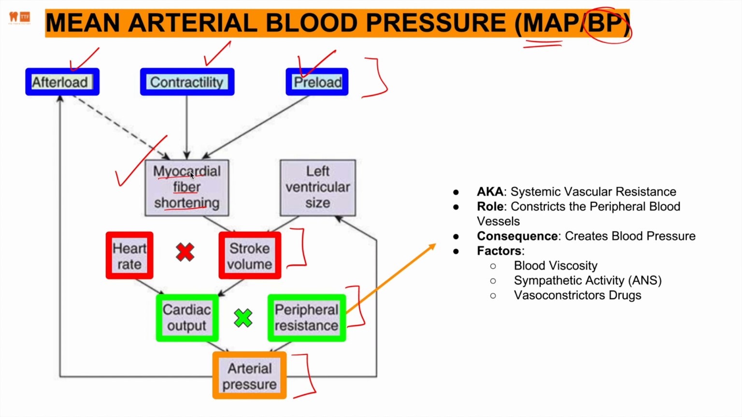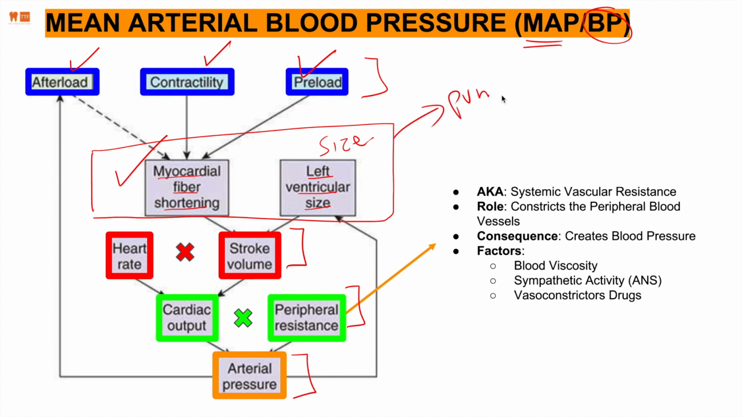But that's not the only thing. The size of the heart also matters. So left ventricular size, basically how big your heart is, leads to how much you can pump. So this family right here has to do with pumping. This family right here has to do with blood flow in the heart. Contraction of the heart, afterload in the heart, preload in the heart, and so on.